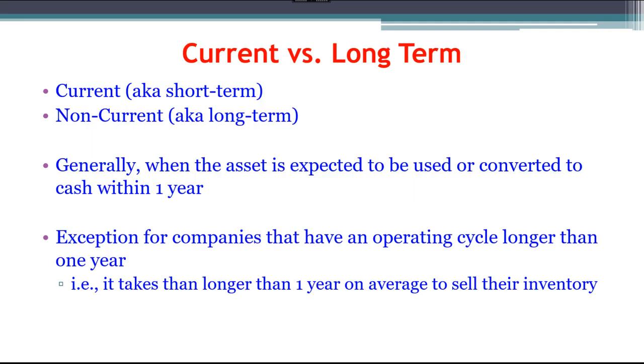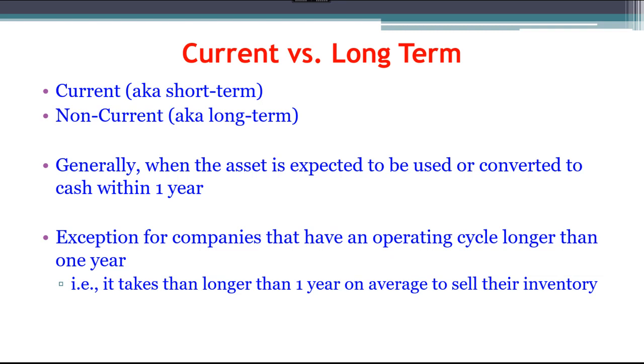So, first of all, let's talk about the term current versus long-term. Current is also known as short-term, and you could call it non-current or long-term. It's the same basic thing. Generally speaking, the defining point between current and long-term is when the asset is expected to be used or converted to cash within 1 year of the balance sheet date.